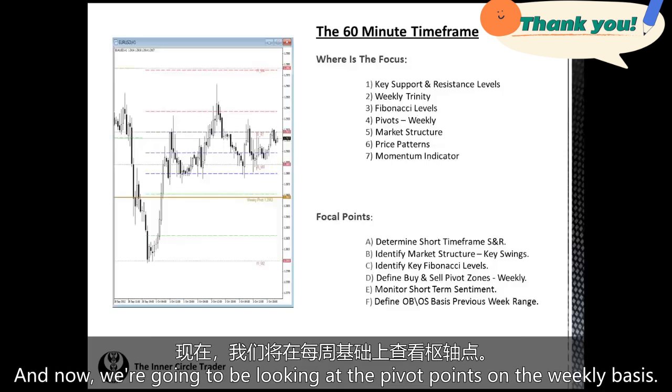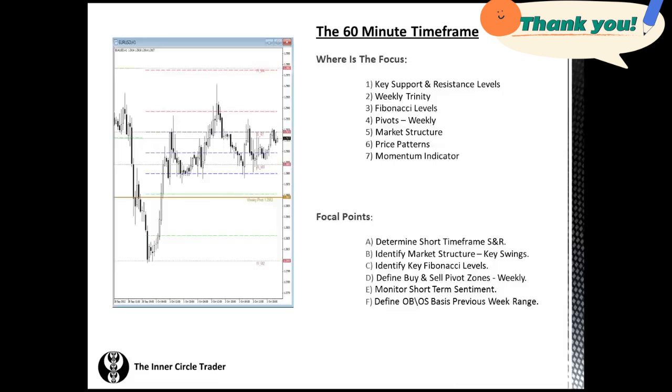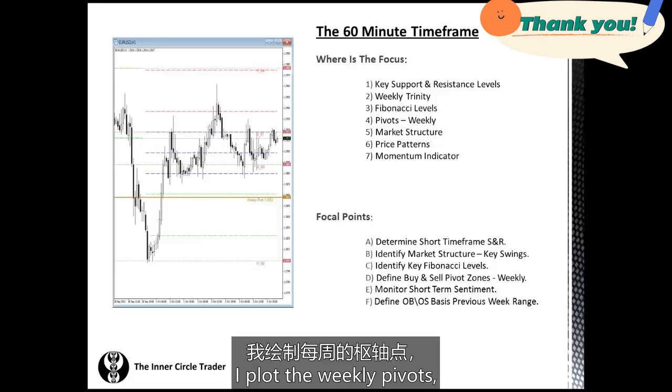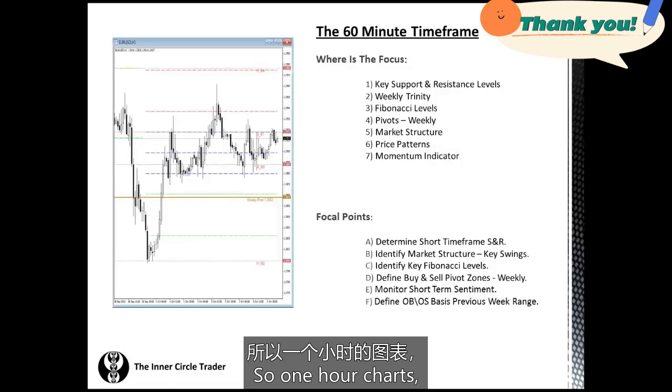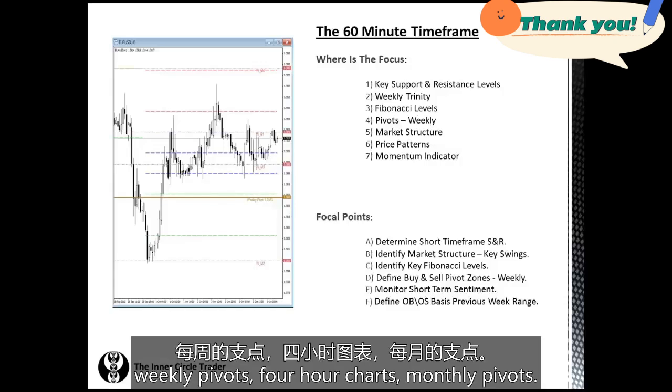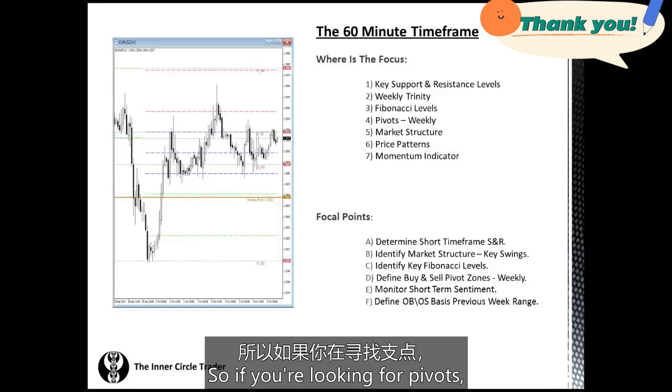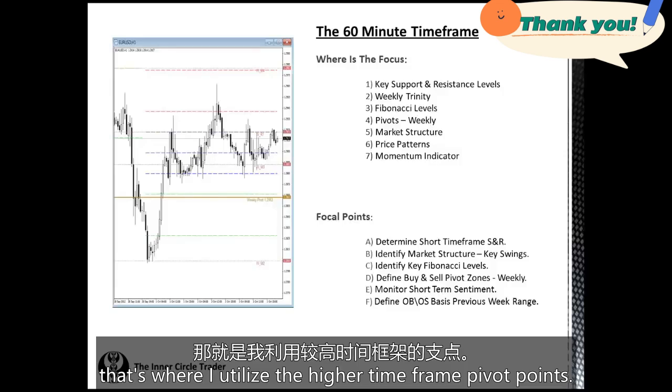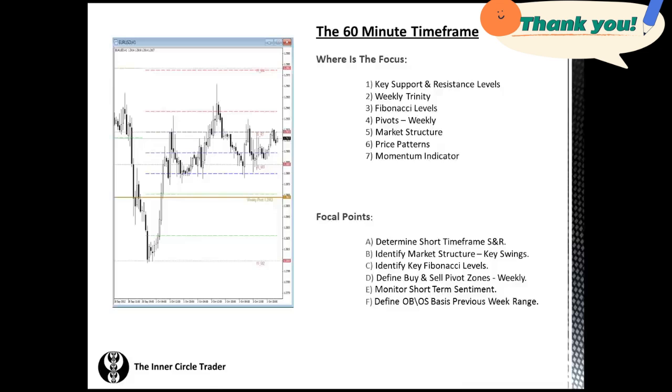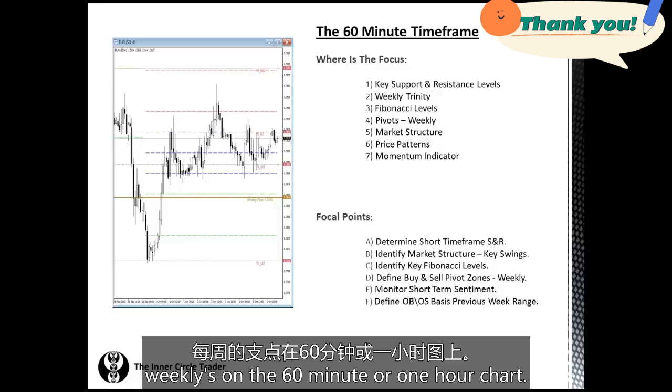Fibonacci levels also, much like we do in every other time frame. And now we're going to be looking at the pivot points on a weekly basis. So on the 60-minute chart, I plot the weekly pivots. Okay, so 1 hour charts, weekly pivots. 4 hour charts, monthly pivots. So if you're looking for pivots, that's where I utilize the higher time frame pivot points. Monthlies on the 4 hour, weeklies on the 60-minute or 1 hour chart.